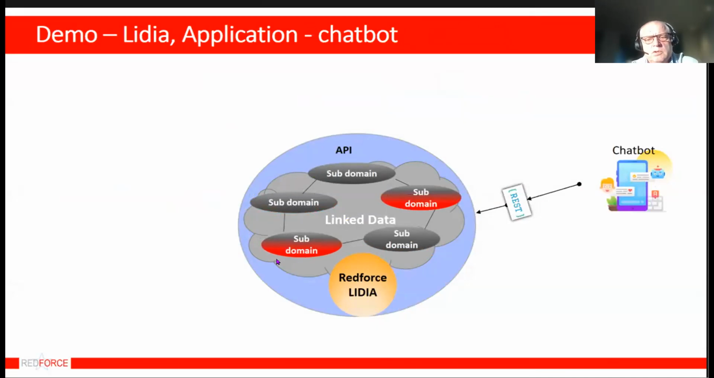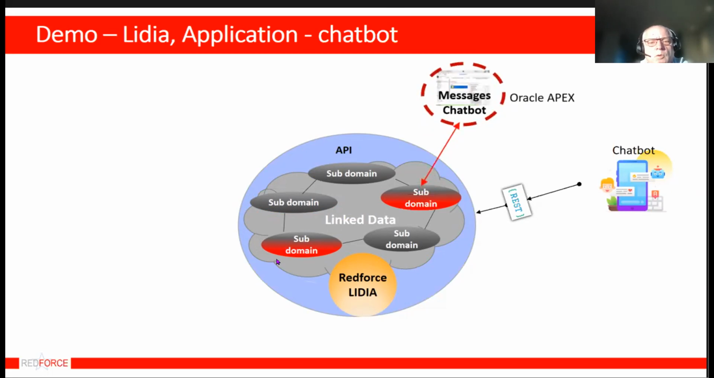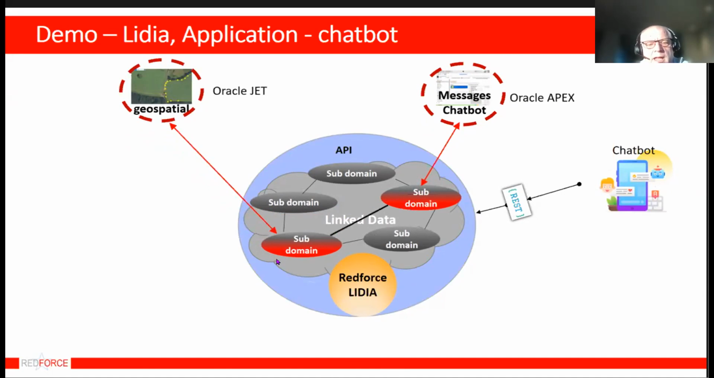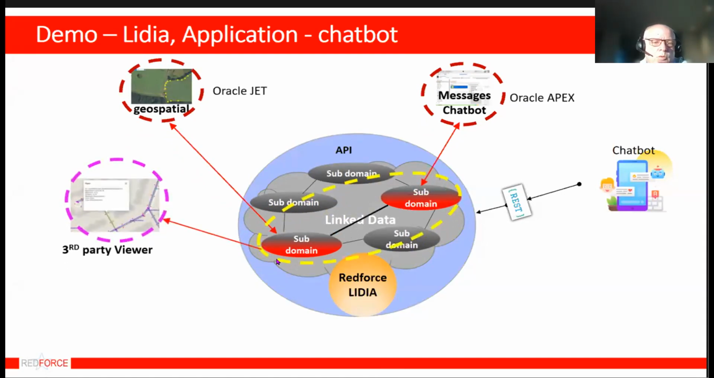Then we will show the chatbot. With the chatbot, people can report things about public space. And via a REST service, the data is sent to the back office. And in the back office, we will create the necessary RDF data for a subdomain for the messages, create the objects for the geospatial part as RDF, and we make a link between those subdomains. And then again, you can view that part with a third-party viewer.